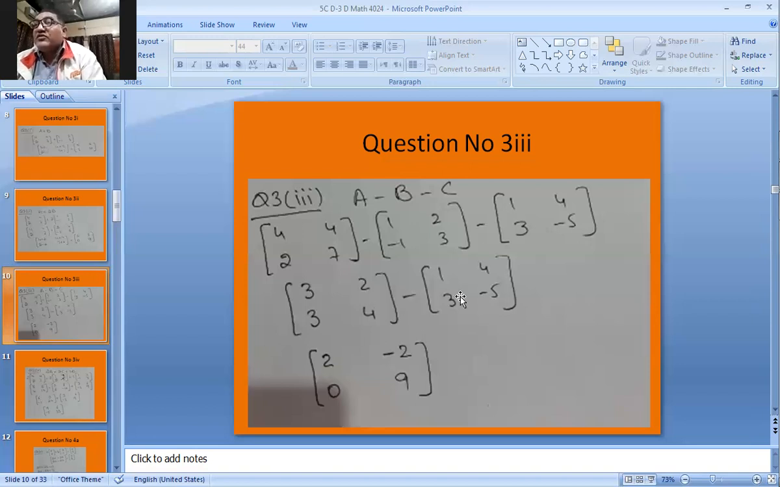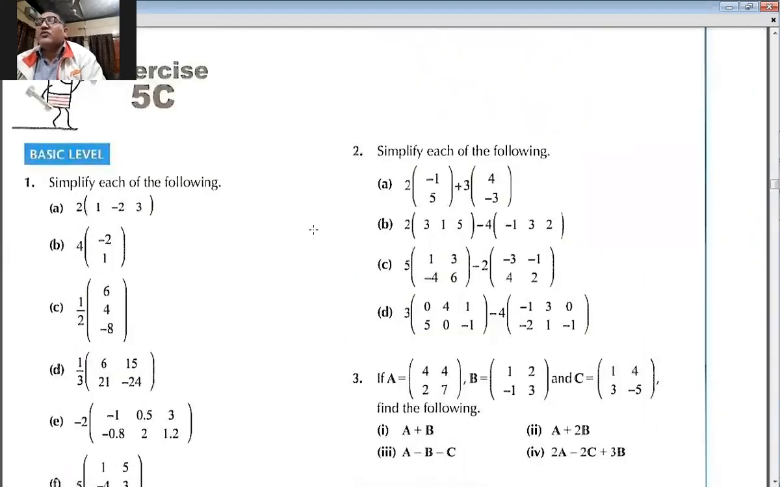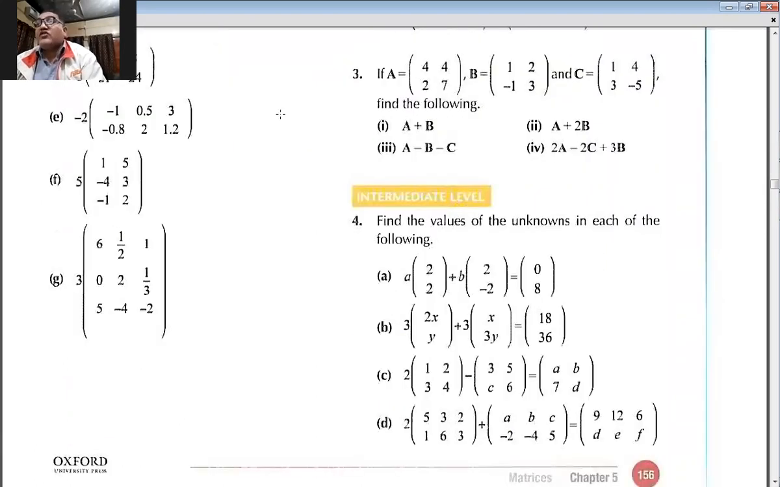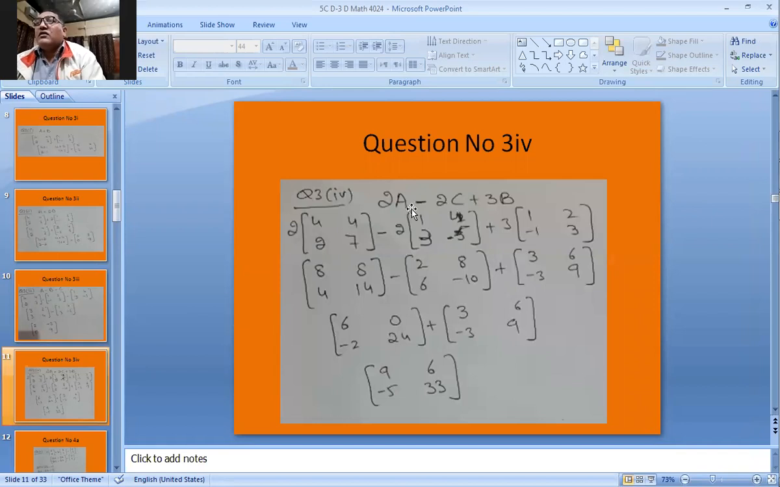3 minus 1 will be 2. 2 minus 4 will be minus 2. 3 minus 3 will be 0. 4 minus minus 5 will be 9. So this is how you will do exercise 5C, question number 1, question number 2, and question number 3. Hopefully you understand how this is being done. And we have question number 3, and it's the fourth part.